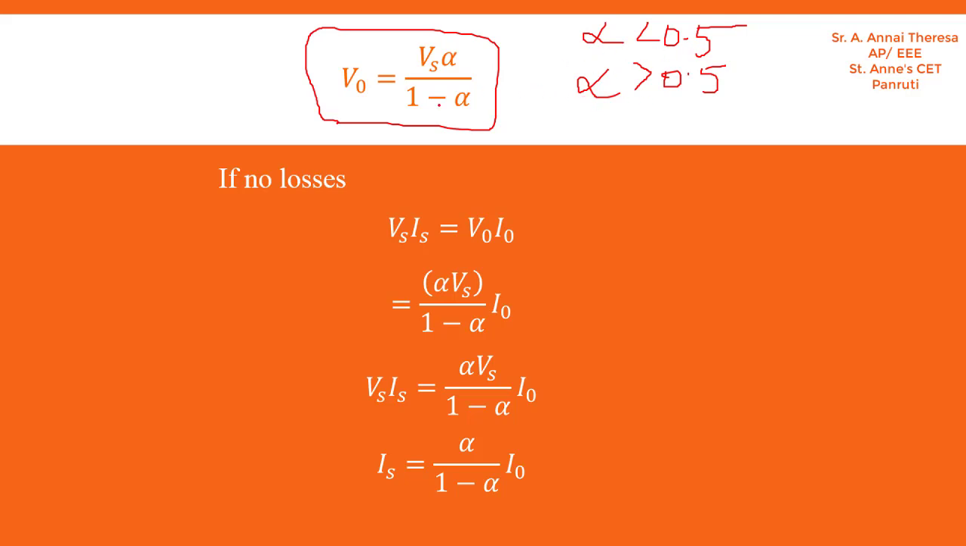So if there are no losses, input power is equal to output power, that is Vs Is is equal to V naught I naught. So V naught is alpha Vs divided by 1 minus alpha, into I naught. We can cancel this Vs. So Is is equal to alpha by 1 minus alpha into I naught. This is the value of the source current.